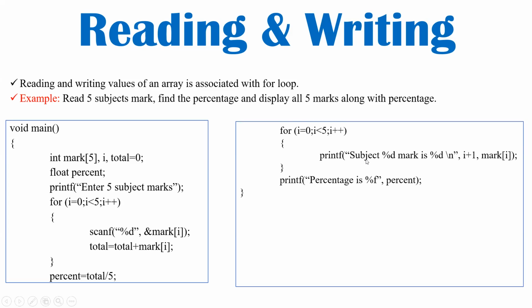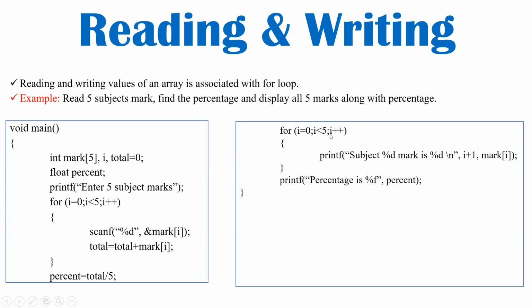When i equals 0, we display the first subject's mark, subject 1. The index represents which subject it is, but the array index is 0. Normally we say subject 1, subject 2, not subject 0, subject 1. So we write i plus 1: 0 plus 1 gives 1. Subject 1 mark is %d for mark of 0. If mark of 0 is 95, it will display 95.